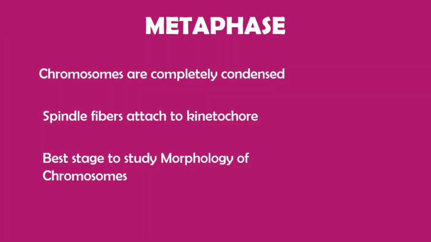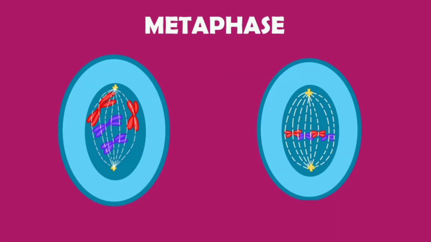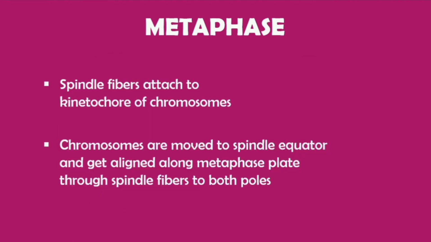The next phase is metaphase. By this stage, condensation of chromosomes is completed and they can be observed clearly under the microscope. This is the stage at which the morphology of chromosomes is most easily studied. Spindle fibers attach to the kinetochores of chromosomes. Chromosomes are moved to the spindle equator and get aligned along the metaphase plate through the spindle fibers to both poles.